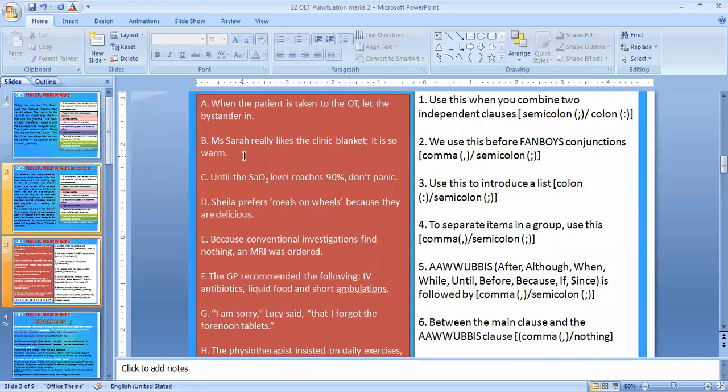Okay, read number B. Miss Sarah really likes the clinic blanket; it is so warm. Yes. What punctuation mark is used there? Do you find a punctuation? What is that? Semicolon. Okay, good. Now you match it with the rule there on the right side. Which punctuation rule is followed?